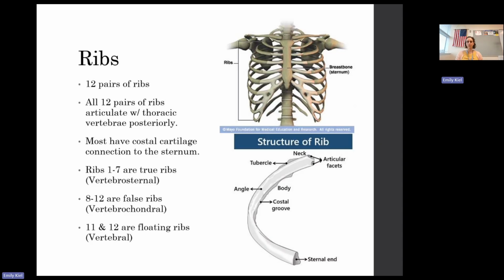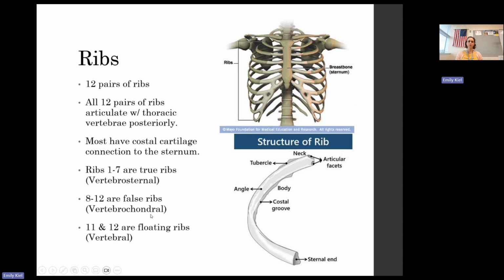So they're known as vertebral sternal because they connect almost directly to the sternum through that cartilage. Ribs 8 through 12 are false ribs. They're called vertebral chondral because they don't connect directly to the sternum. They have some cartilage that connects to cartilage that connects to the sternum. So there's a little cartilage intermediary.